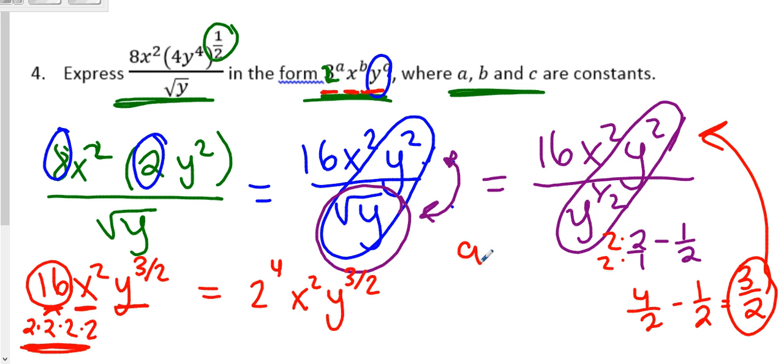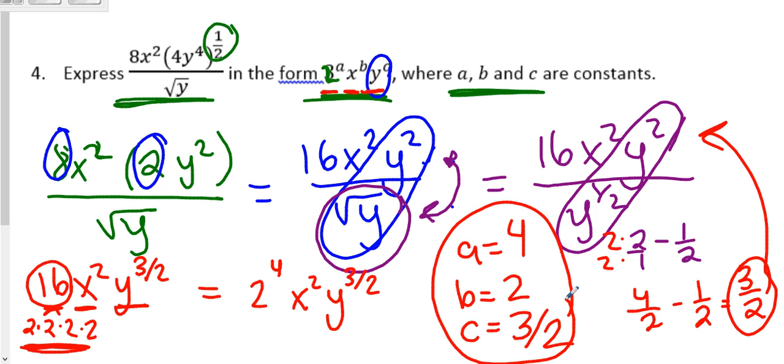And then my A, B, and C answers. A is 4 because that is the exponent that is on 2. B is 2 because that is the exponent that is on x. And C is 3/2 because that is the exponent that is on y. And those are my final answers that answer the question.